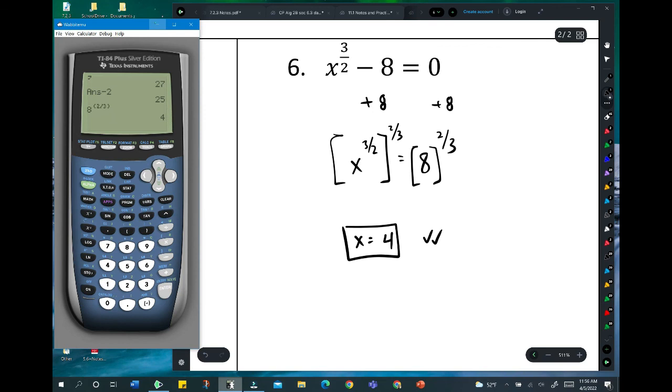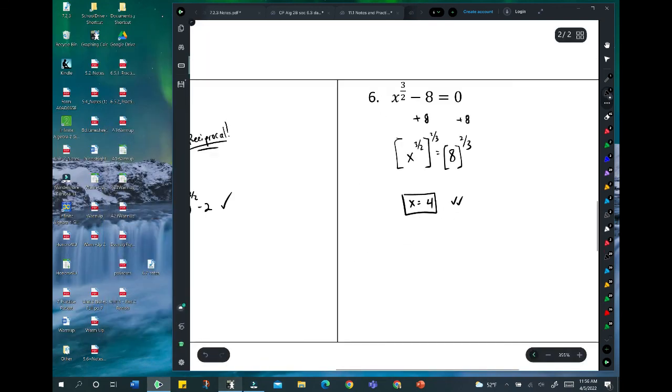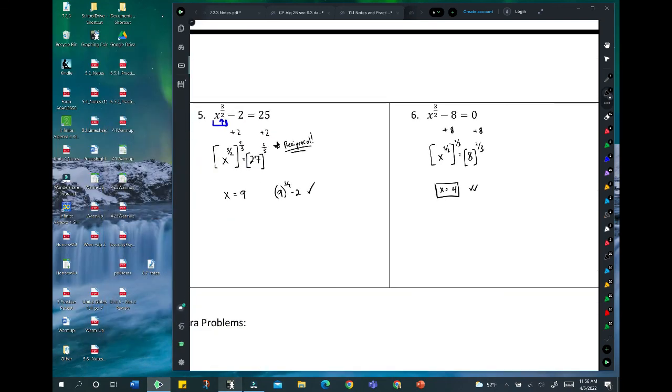Okay, so that's solving. Okay, isolate the radical. Really shouldn't be too crazy compared to some of the other things we did.